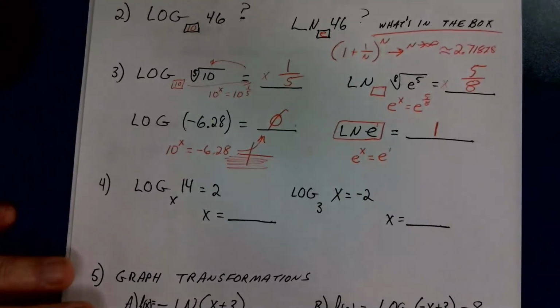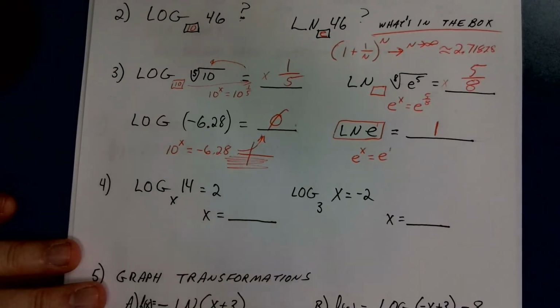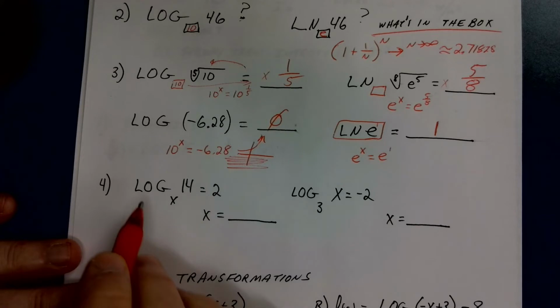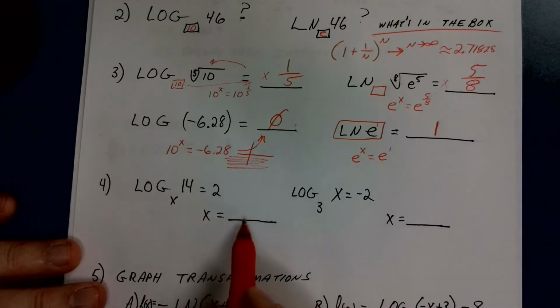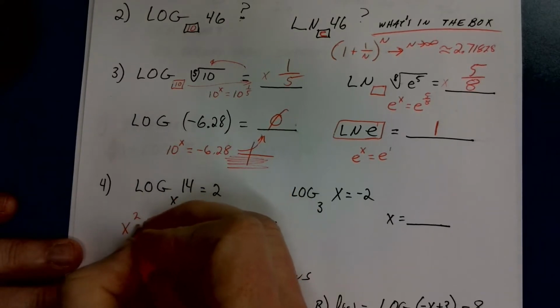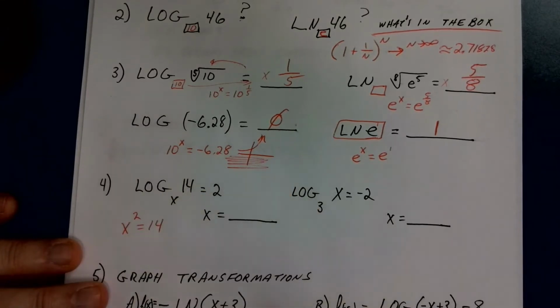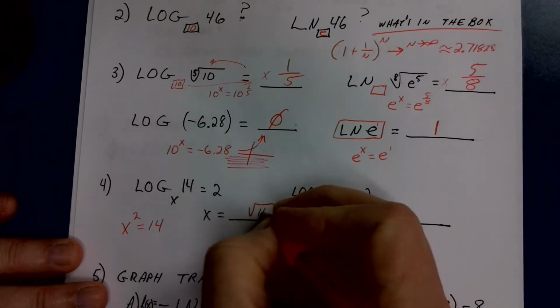Okay? So let's go down to here and we'll solve some of these things, or at least we'll try and solve some of these things. So the log of 14 base x equals 2. So I want to know what x is. If I rewrote it, it would be x to the second power equals 14. And if I go to solve this equation, I would have to square root both sides, and I would get plus or minus the square root of 14, right?